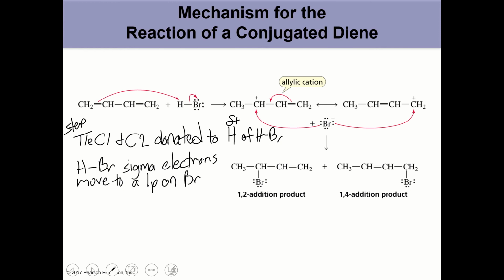And then we can correlate the words: pi electrons of C1 and C2 donated to H of HBr. So we have an arrow going from the pi electrons to the hydrogen. That describes the first step. And then we have that the HBr sigma electrons move to a lone pair on bromine. So now we have an arrow from the sigma electrons between H and Br, moving the sigma electrons to bromine. And that's the first step.